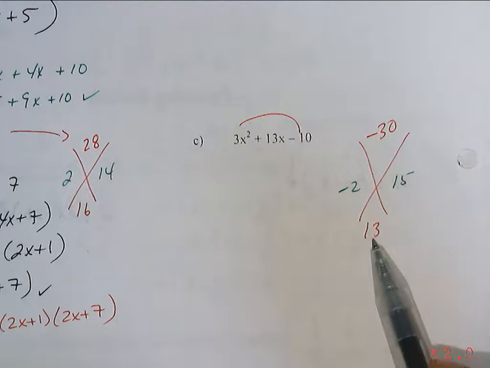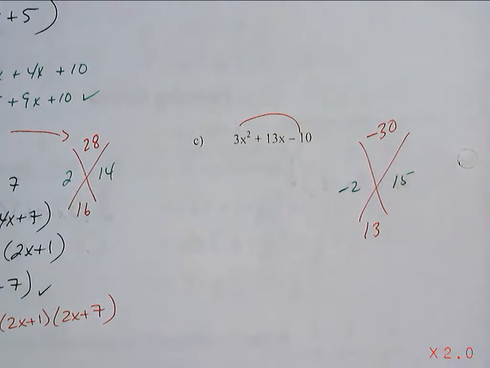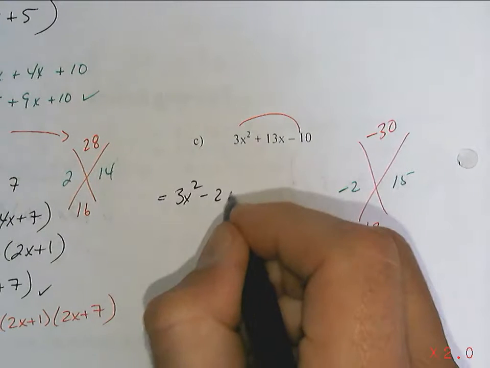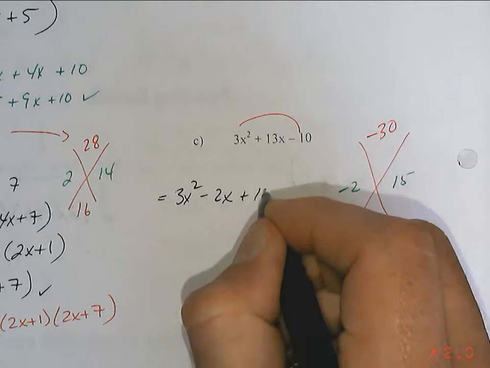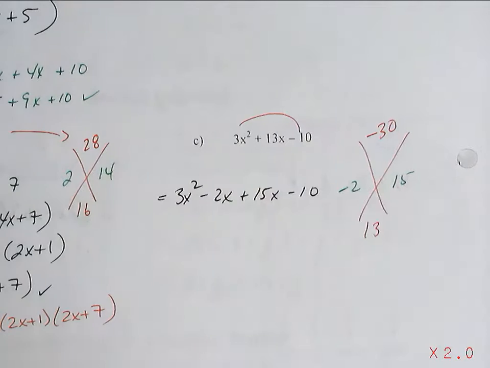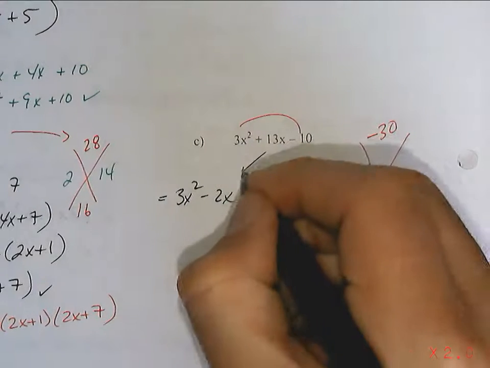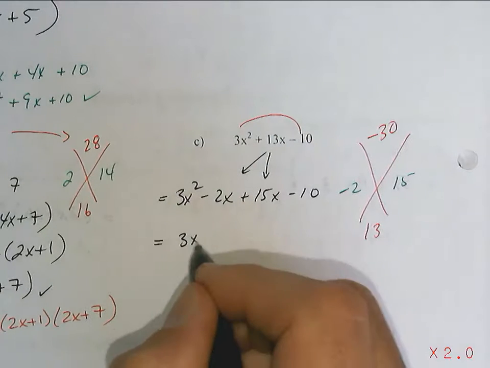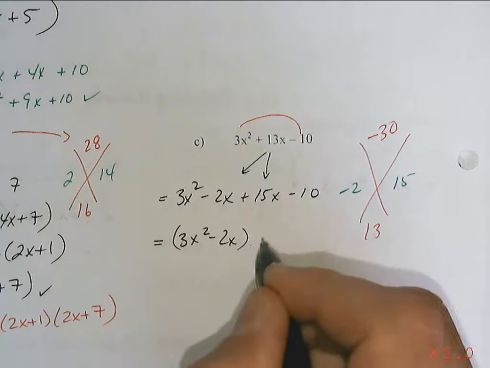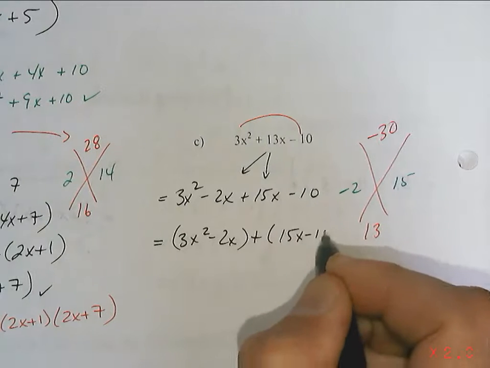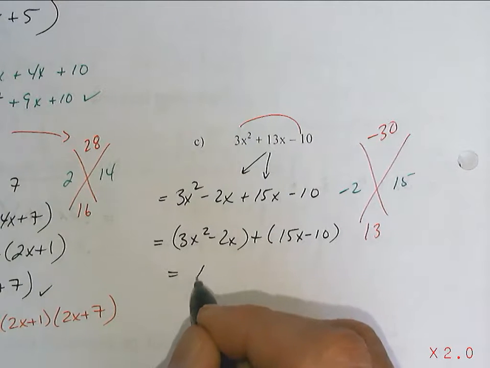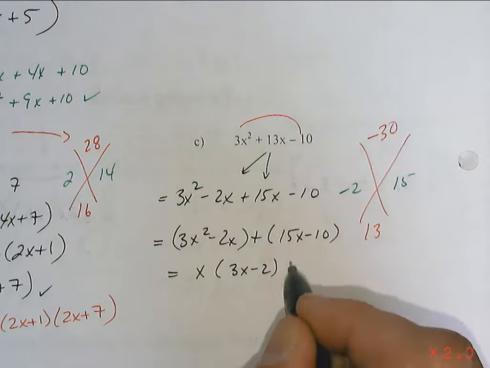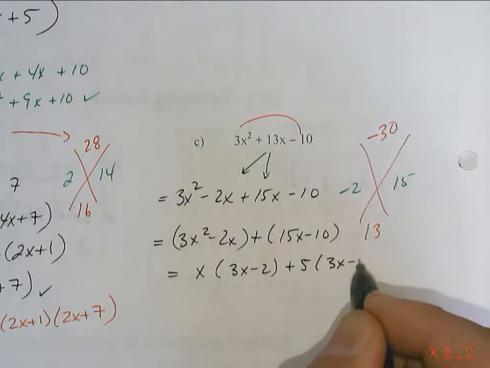15 and negative 2 is 13, and that's negative 30. So we're going to get 3x squared minus 2x. I'm foregoing the pretty little colors. So this is the decomposition part. That's why it's called decomposition. I'm now going to group them, and it's going to be 15x minus 10. And I'm going to take out an x here, so it's 3x minus 2. And I'm going to take out a 5 here, so it's going to be 3x minus 2.